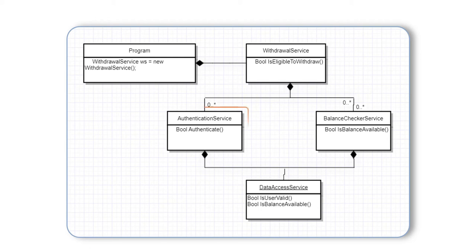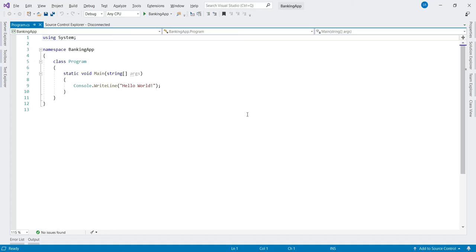I have two business classes, authentication service and balance checker service. Both of these classes rely on a data access class to perform their actions, such as checking if the user is valid or not, or if balance is available for the given user. And our withdrawal service deals with these two business services and provides required information to the client Program.cs class. Let's flip to Visual Studio and create our respective classes.